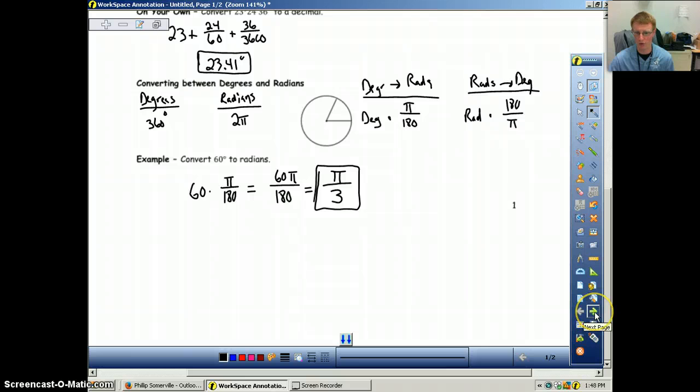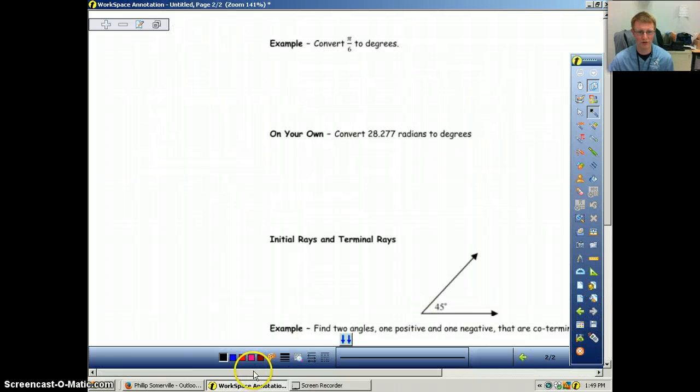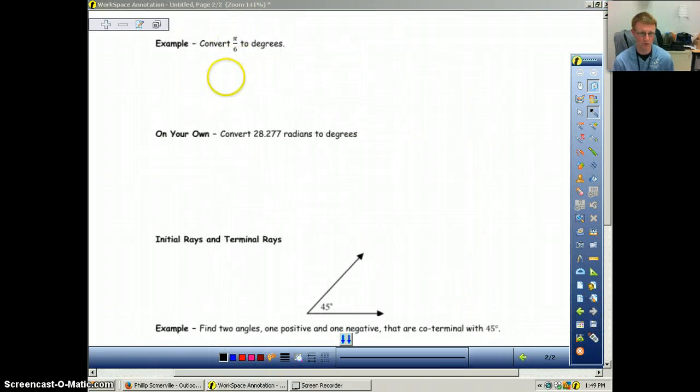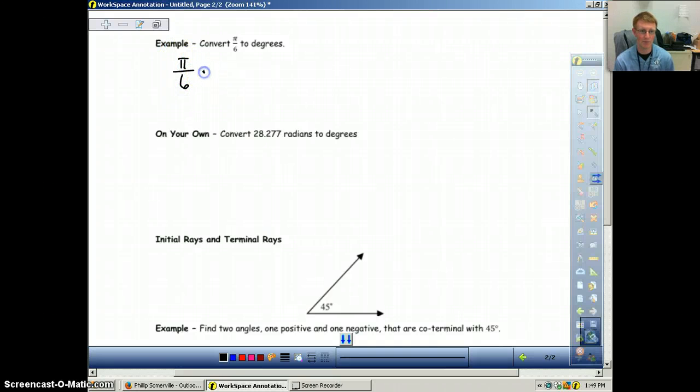Okay, let's go to the next one. We're going to go from radians to degrees now. We have pi over 6. So using our formula, pi over 6 times 180 over pi. If we put this together, we have 180 pi over 6 pi. I'm sure you can figure out the pi's will cancel out. 180 divided by 6 is 30 degrees.